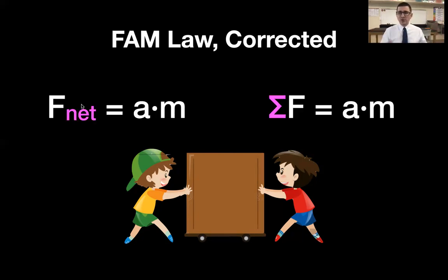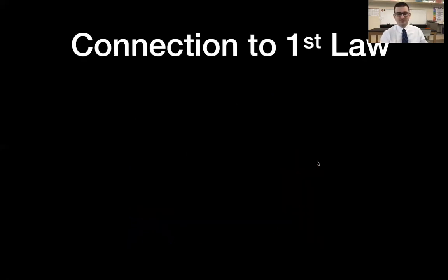So the way that we write that is the net force, or the sum of the forces, sigma F. This is just the net force, which is all the forces added together, or sigma just means sum, which means you take all the forces and you add them together. So when you're writing the FAM law, make sure you don't forget to slip in a net for the net force or a sigma for the sum of all the forces.